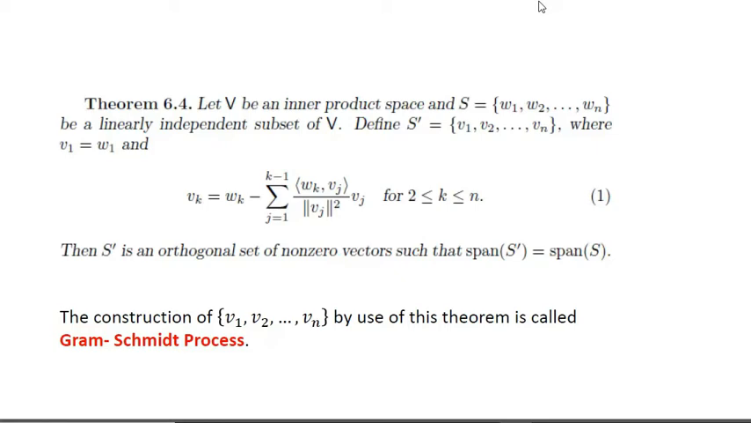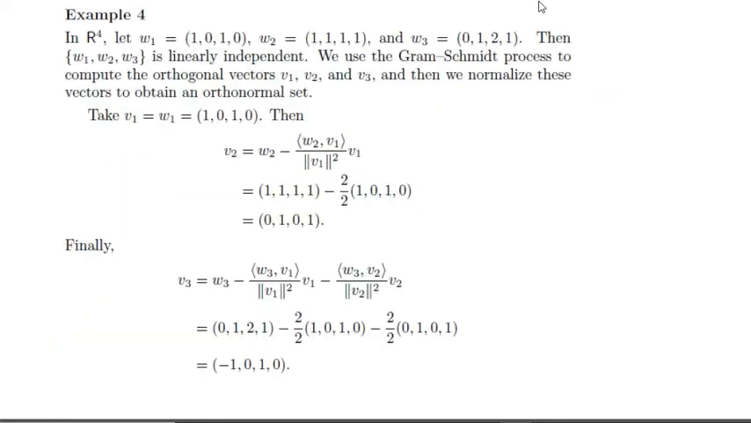So vk is equal to wk minus the summation j equal to 1 to k minus 1 of the inner product of wk comma vj upon norm of vj squared, times vj, where k lies between 2 and n. So let us see this example. You have R4, and you have three vectors w1, w2, w3 consisting of 4 elements. Now you want to use the Gram-Schmidt process to compute the orthogonal vectors v1, v2, v3.